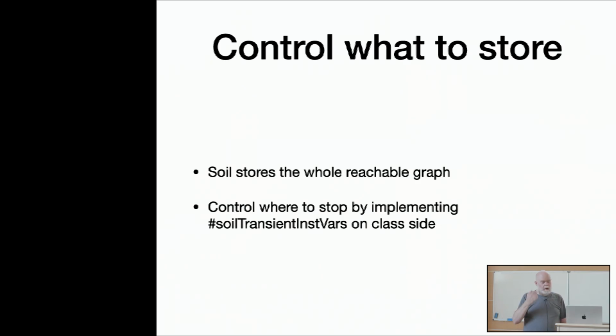And for that, there is the possibility to override a method on the class side, soilTransientInstVars, which returns an array with the names of all instance variables that you do not want to follow on the traversal of your storage. So if you have an instance variable that makes no sense to be in the database, or if you hold on to something huge in the image that you really don't want to store in the database, then you should implement this method to not store that subgraph in the database. So this is control number 1.